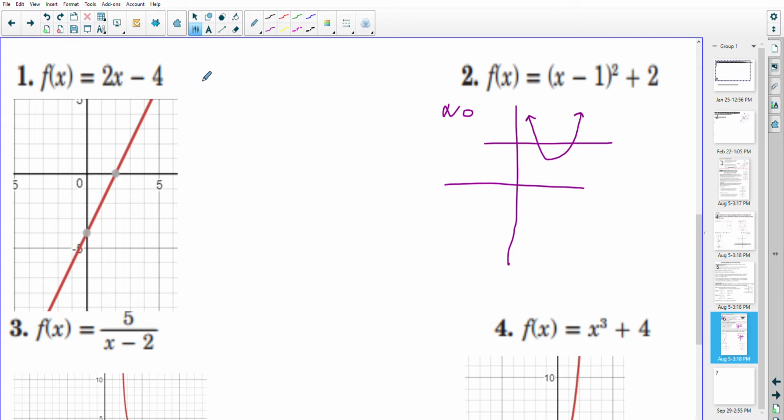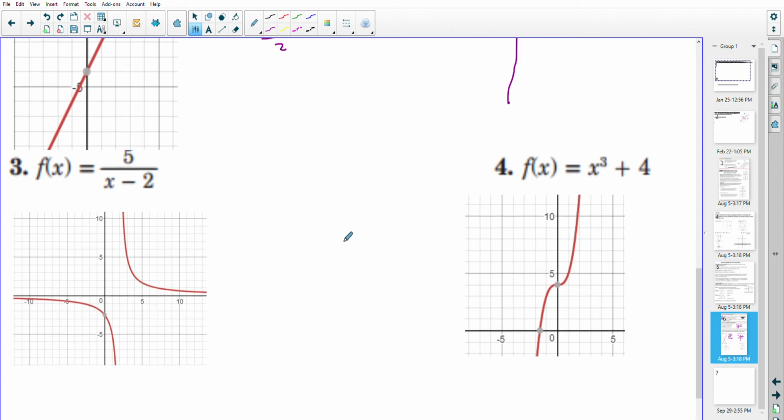And so again, you replace f of x with y, and then you switch the x and the y around, just like you're changing your point (x, y) to (y, x). And you're going to solve for that new y. I'm going to add 4 and divide by 2. And therefore, your f inverse of x is now equal to (x + 4)/2. And there are no restrictions on that domain.